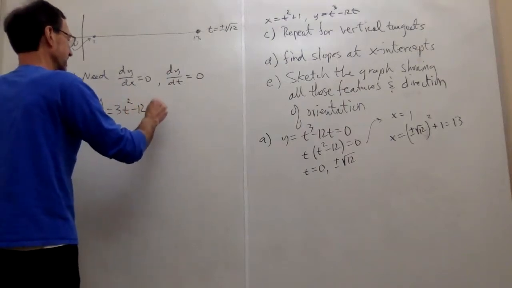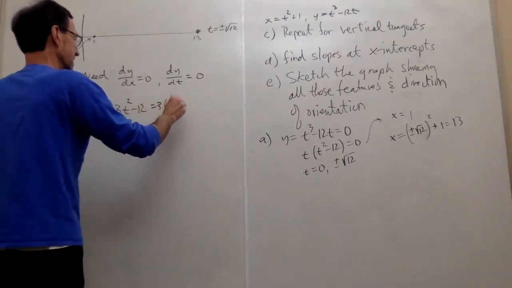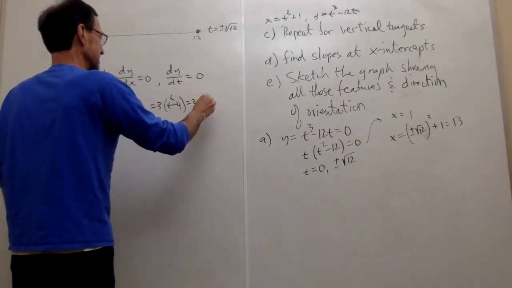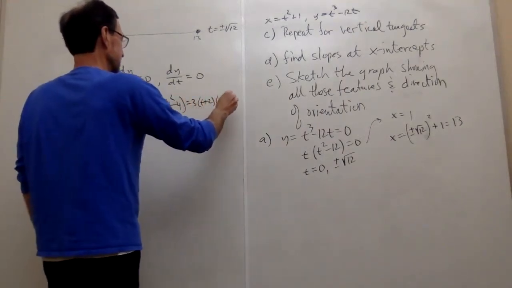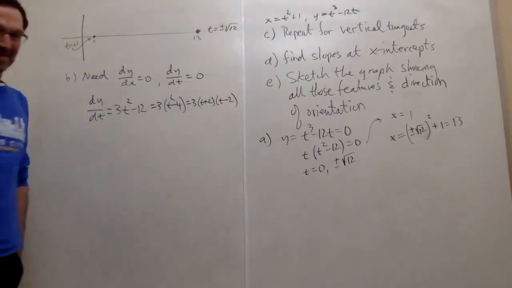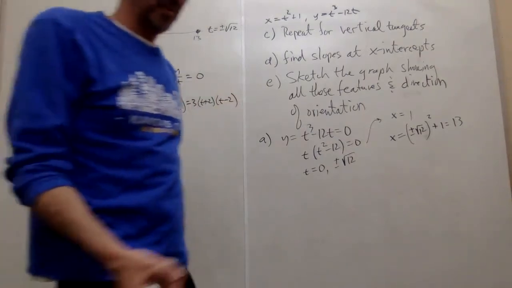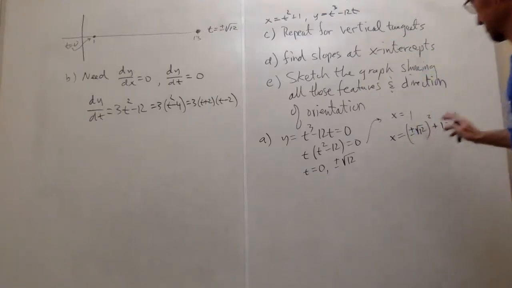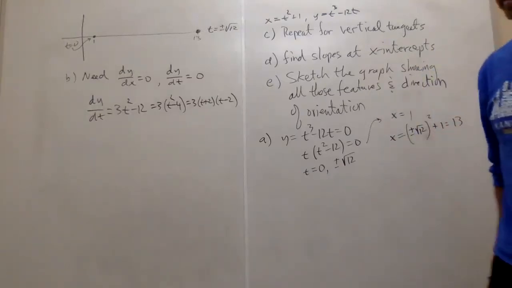And factor the 3 off. And we get this really wonderful textbook kind of problem, t plus 2, t minus 2. So there are 2 t values, which may or may not correspond to 2 different points on the graph. You know, it could be one of these that passes through twice.